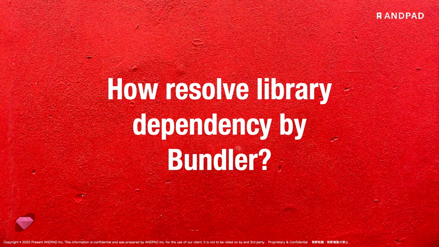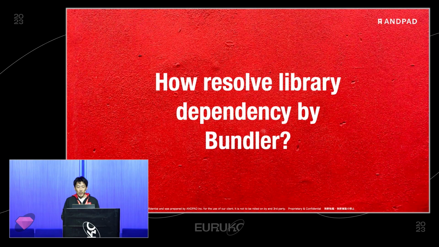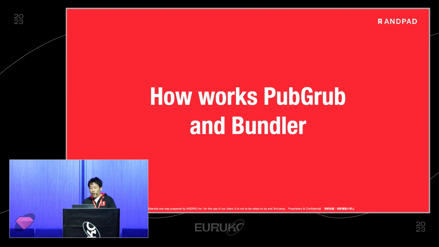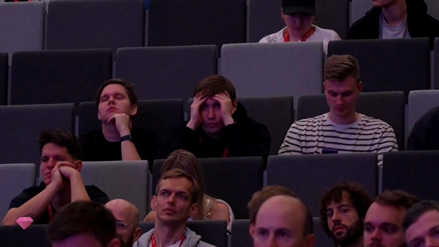So we learned about the mechanism of bundler, like bundler exec. So in the second topic, we will see how bundler selects the gems we need for our application and updates the necessary versions. Let's look at how PubGrub works. That is the resolution engine of bundler.